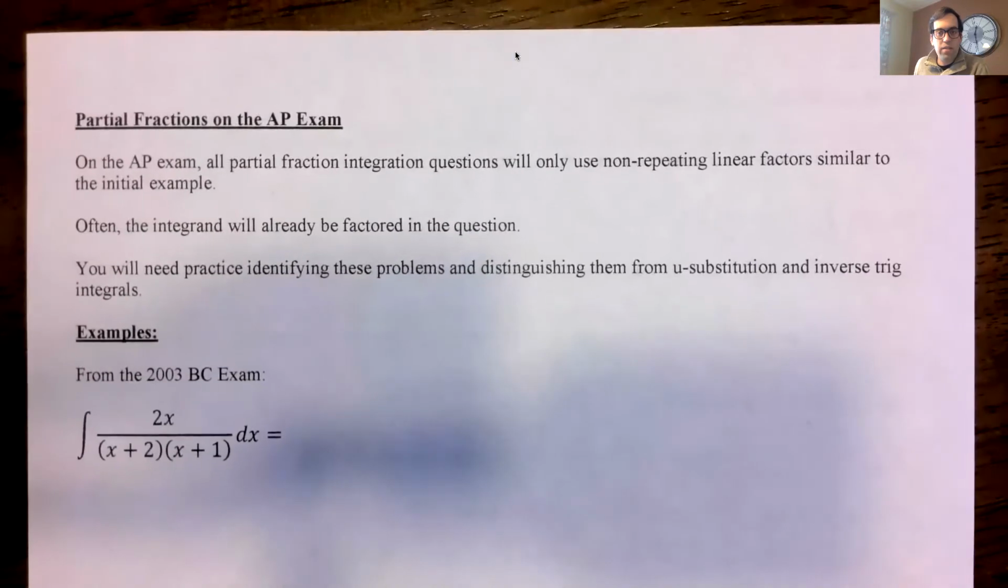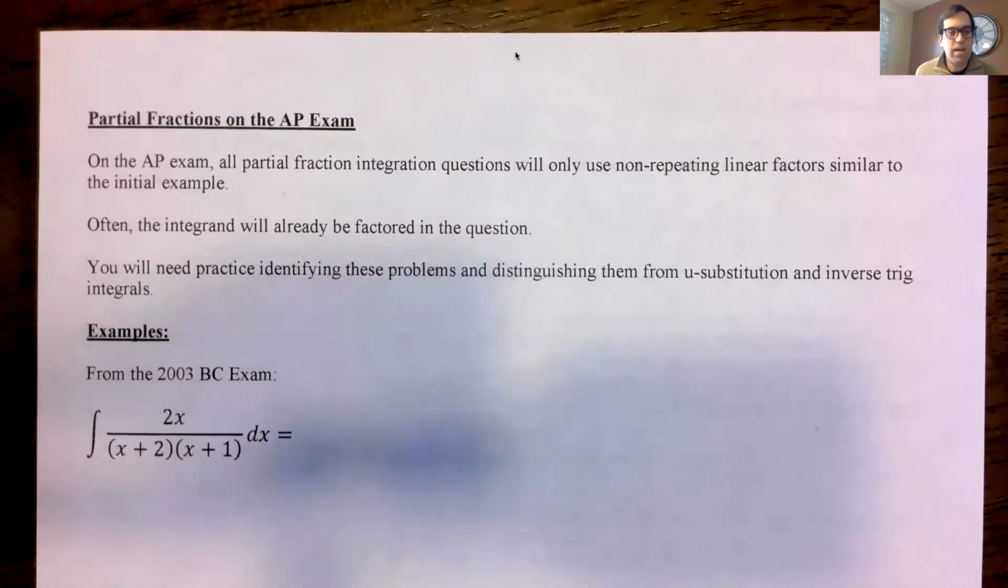All right, here's a review of what's on the AP exam. On the AP exam, all partial fraction integration questions will only use non-repeating linear factors, similar to the initial example. Often, the integrand will already be factored in the question. So the denominator will already appear factored most of the time. You will need to practice identifying these problems and distinguishing them from U substitution and inverse trig integrals.